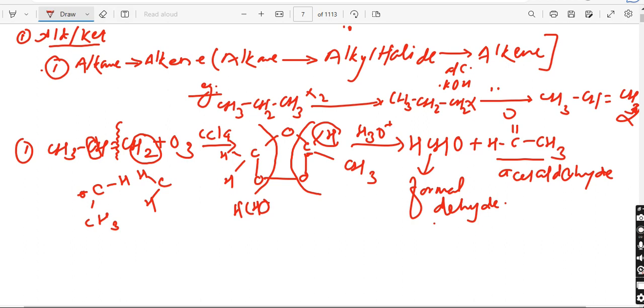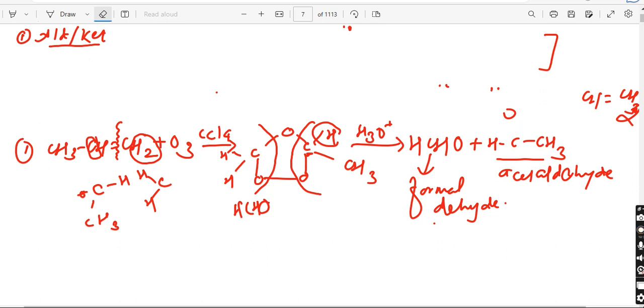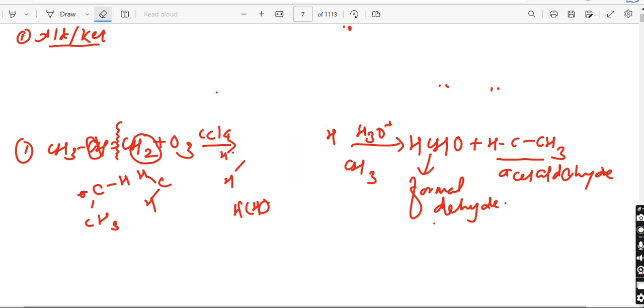So now we'll prepare ketone now, okay? This is aldehyde. First of all, what did we do? We converted this alkane to alkene, right? How? When alkane was first converted to alkyl halide, and then by dehydrohalogenation with the help of alcoholic KOH, it converted to alkene, right? Then what did we do? Then we reacted that alkene with ozone to form this ozonide, right?